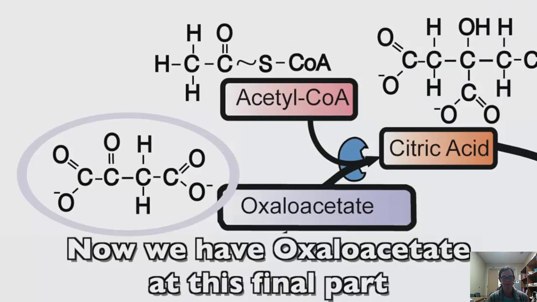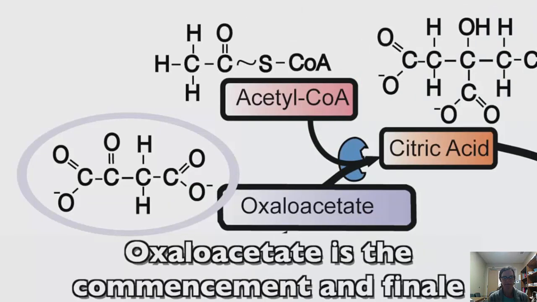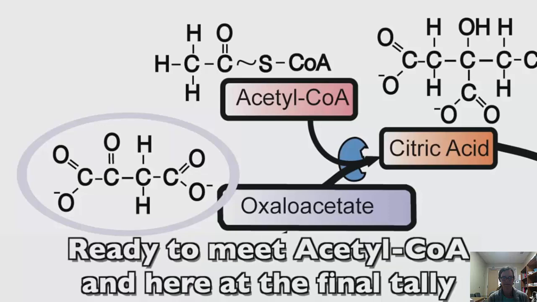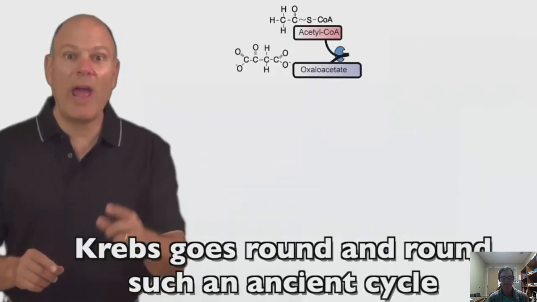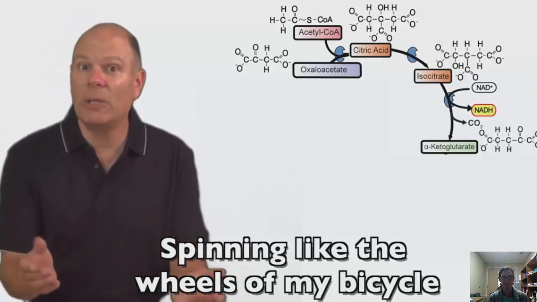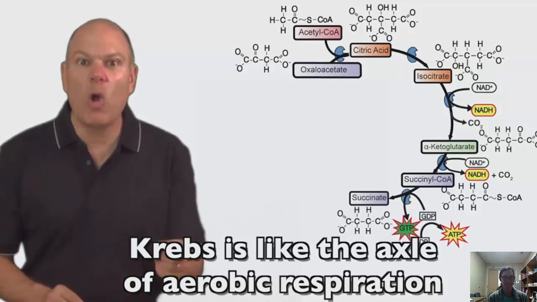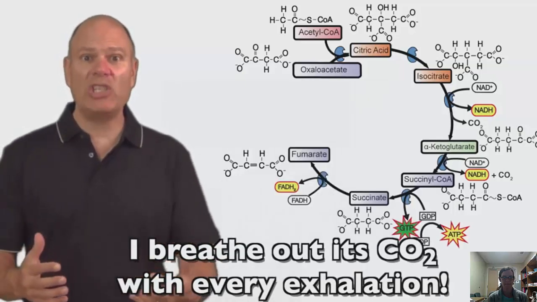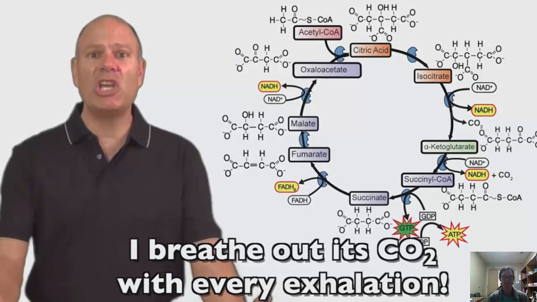Now we have oxaloacetate at the final part. Oxaloacetate is the commencement and finale, ready to meet acetyl-CoA and here at the final tally. Krebs goes round and round, such an ancient cycle, spinning like the wheels of my bicycle. Krebs like the axle of aerobic respiration. I breathe out CO2 with every exhalation.